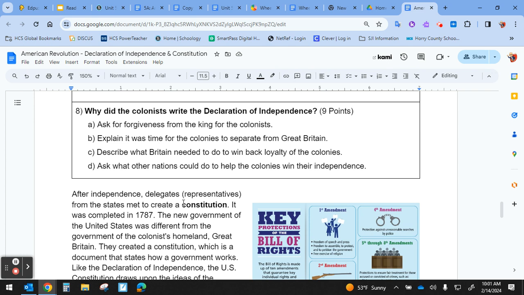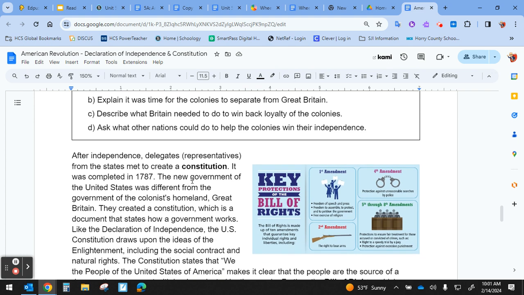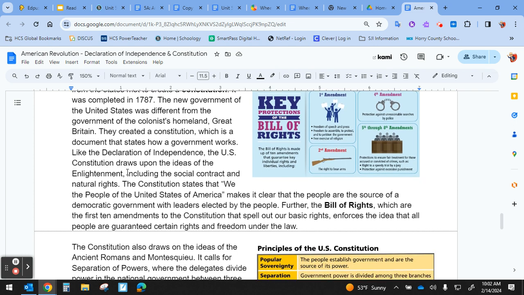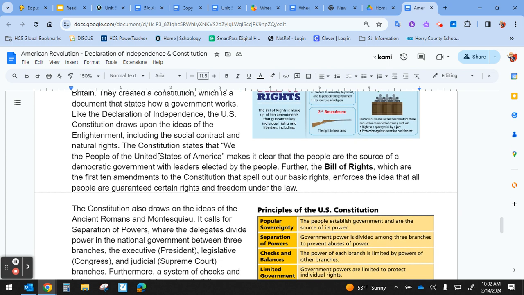After independence, delegates or representatives from the states met to create a constitution. It was completed in 1787. The new government of the United States was different from the government of the colonists' homeland, Great Britain. They created a constitution, which is a document that states how a government works. Like the Declaration of Independence, the United States Constitution draws upon the ideas of the Enlightenment, including the social contract and natural rights. The Constitution states that we, the people of the United States of America, make it clear that the people are the source of a democratic government with leaders elected by the people.